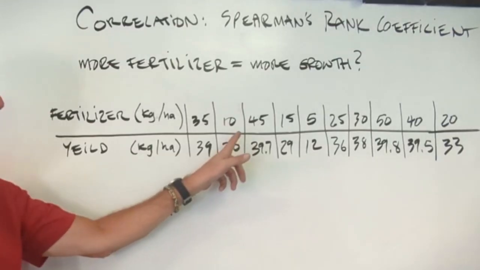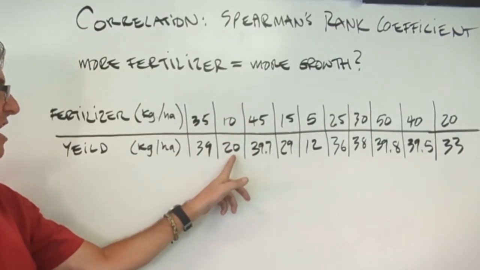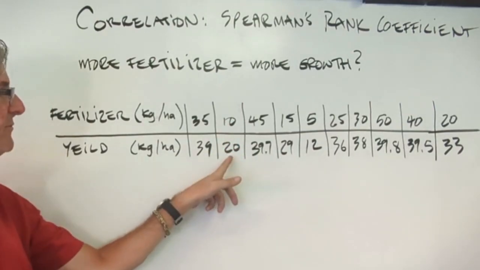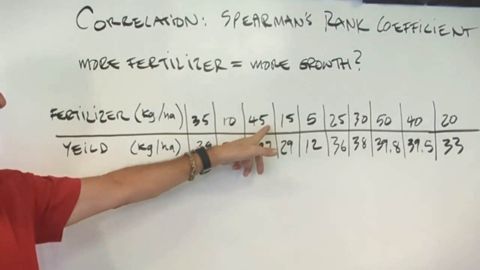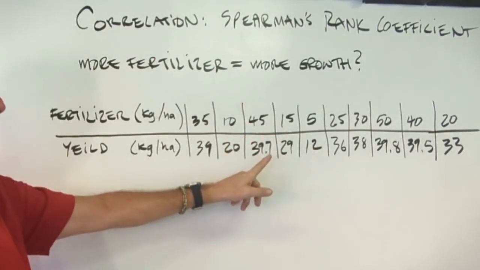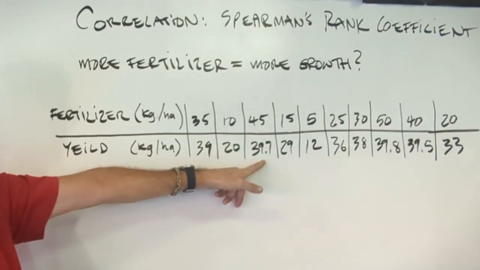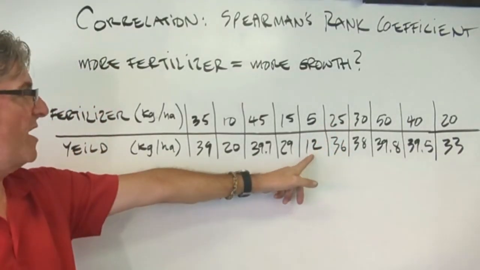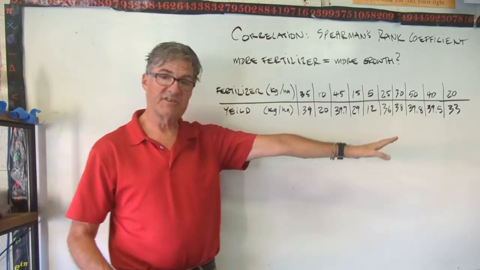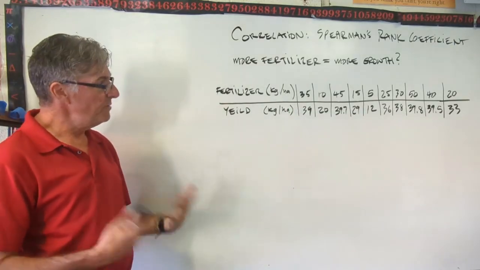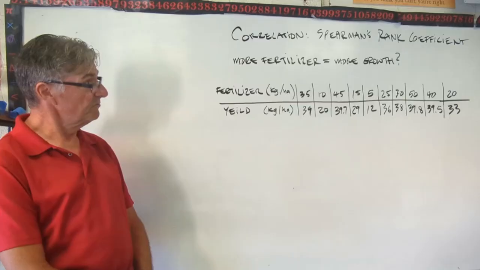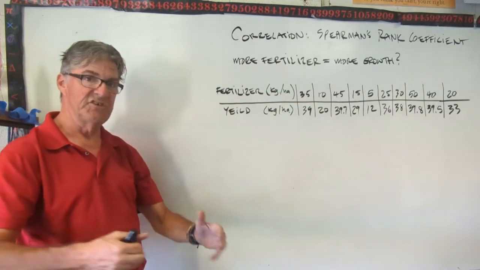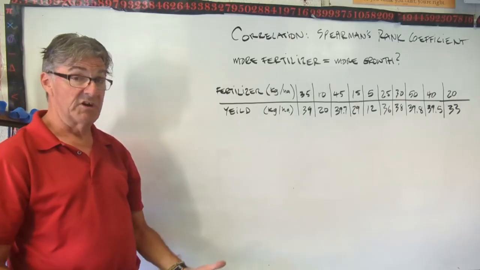Okay, if you said yes, you're right. Check this out. 10 kilograms per hectare got us 20 kilograms of crop. We don't know what the crop is, but 20 kilograms of crop. In contrast, if we put 45 on there, we got almost 40 kilograms of crop. Similarly, if we put 5 on there, we get only 12. And if you compared the rest of the numbers, you'd see that trend. So based on data snooping alone, we're feeling pretty good that this is correct. But since we're professionals and our reputation is on the line, we want to crunch some numbers.